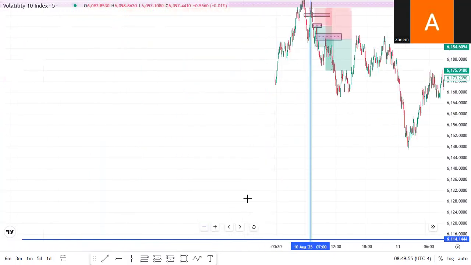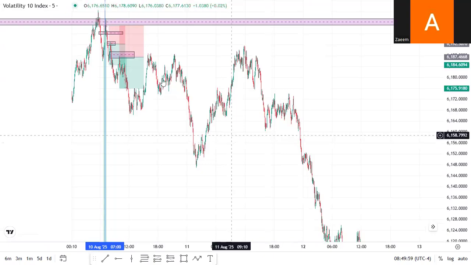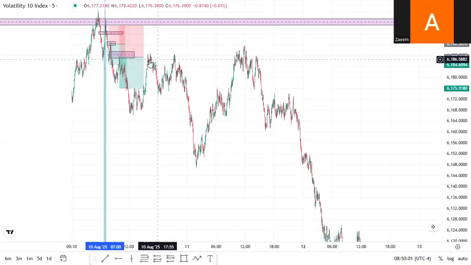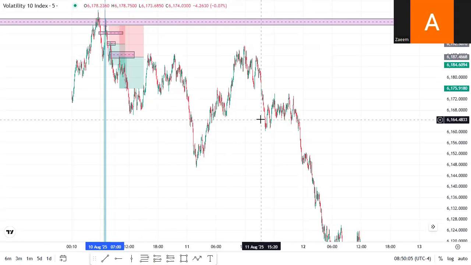And look at it. Did price hit your stop loss? No. It can never do that, right? Look at it.